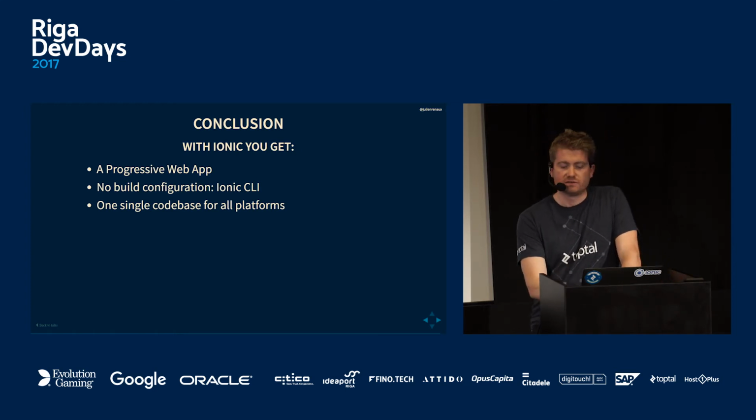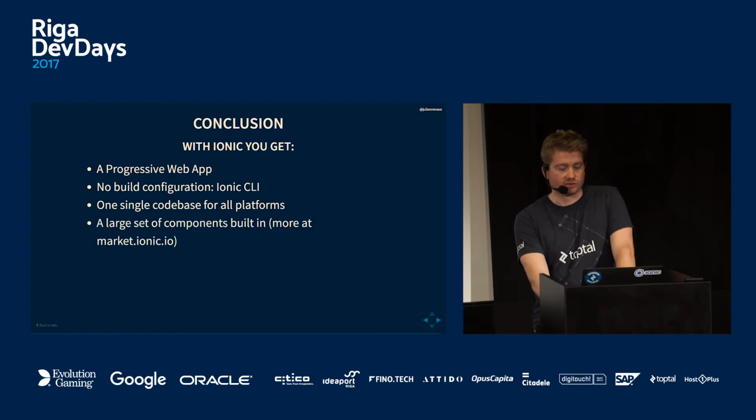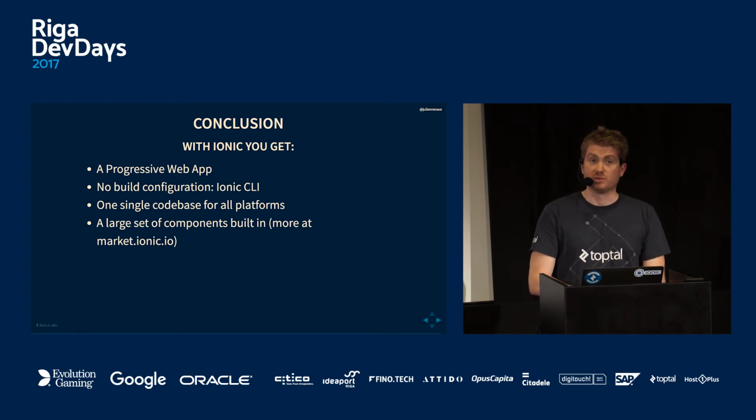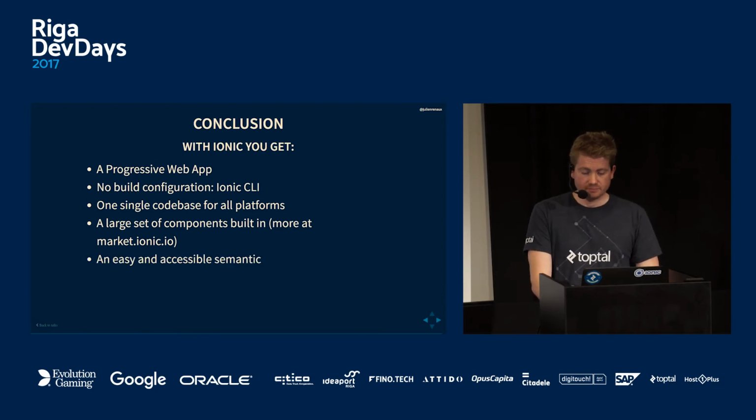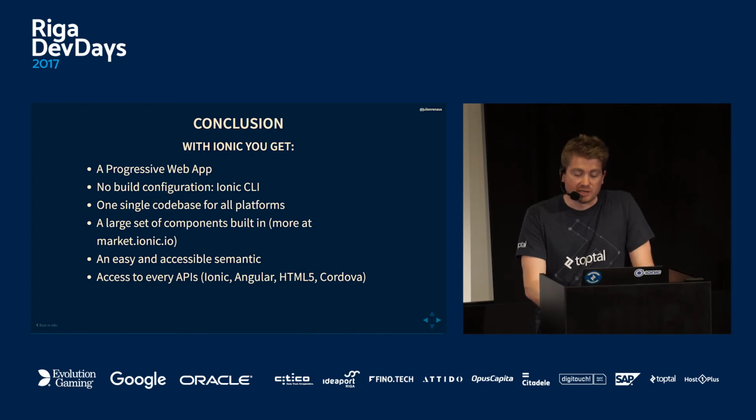A large set of components are available out of the box, and many more are available on market.ionic.io. And as a developer, the component semantics makes it really easy to pick up what you're dealing with. Your application code can leverage Ionic, Angular, HTML5, or Cordova APIs directly.